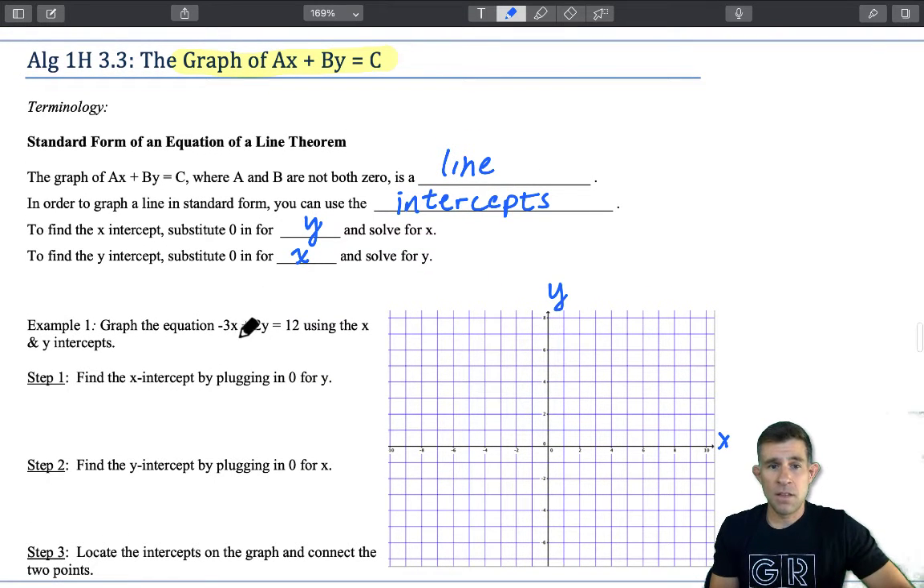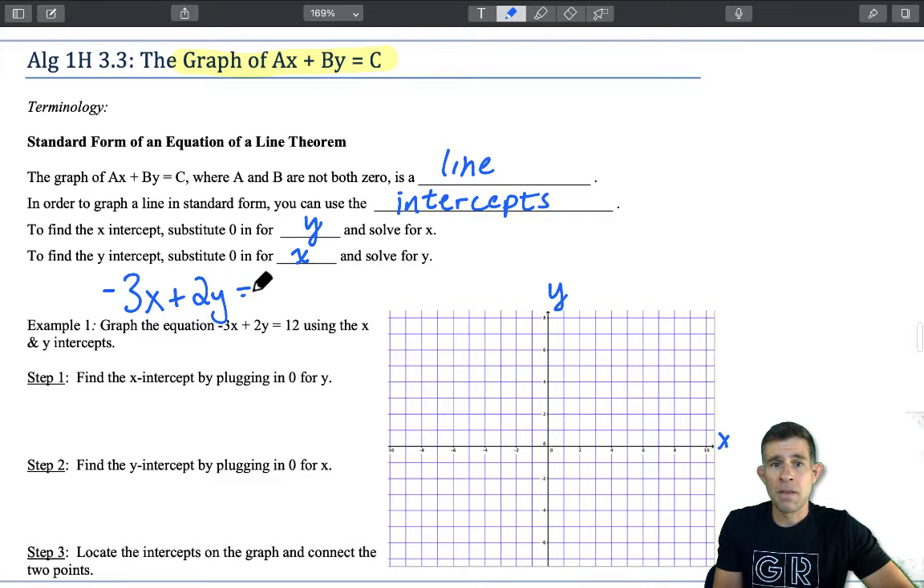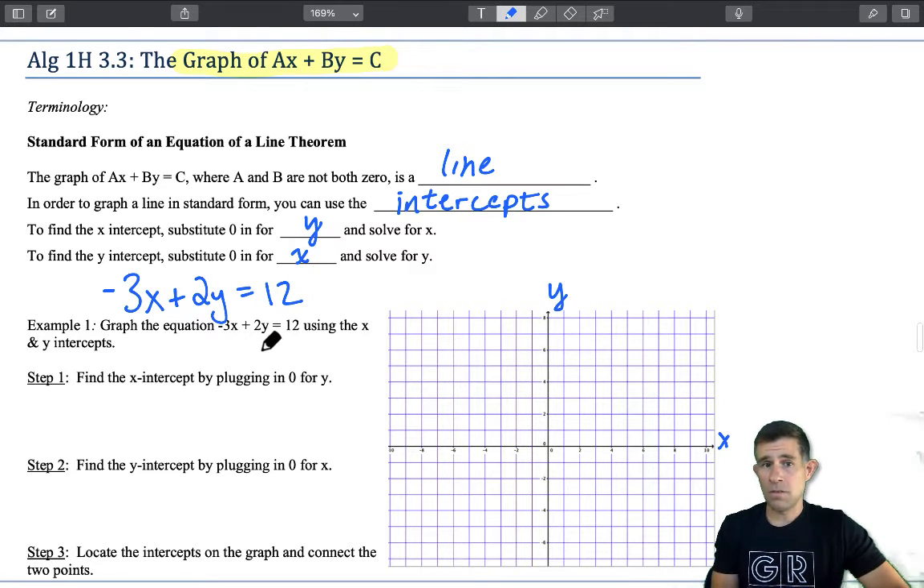We're given the equation negative 3x plus 2y equals 12. I'm going to write this a little bit larger so we can all see that. This is the standard form of the equation of a line. I see that my a value is negative 3, my b value is 2, and my c value is 12. The powers on x and y are both equal to 1, so this is a linear combination written in standard form.